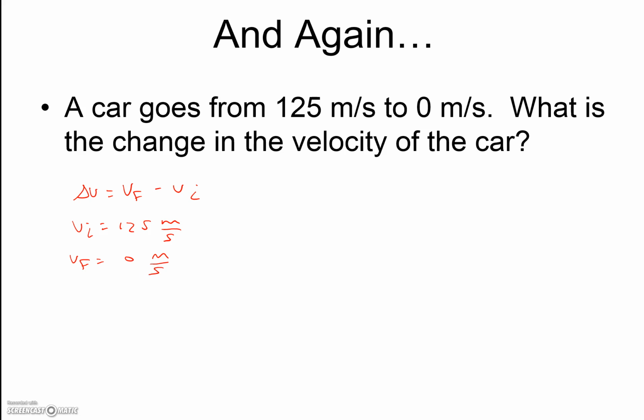Now we're going to plug our numbers into our equation. So delta V equals, for V final, we're going to plug in 0 meters per second. For V initial, we're going to plug in 125 meters per second. And when we take 0 and subtract 125, our delta V is going to be negative 125 meters per second. That means that our car is slowing down or decelerating.